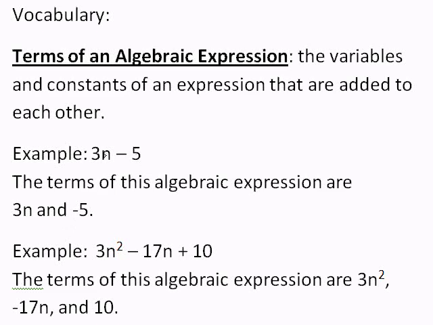Now, it doesn't really look like the negative 5 is being added to the 3n, but remember, we can always make this plus negative 5. So again, the terms of 3n minus 5 would be 3n and negative 5. The terms of 3n squared minus 17n plus 10 are 3n squared, negative 17n, and positive 10.